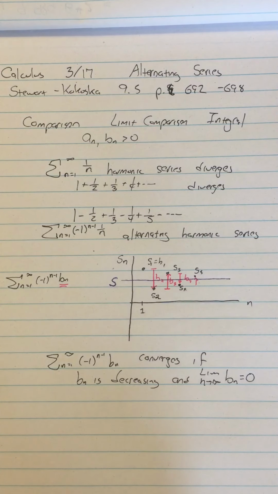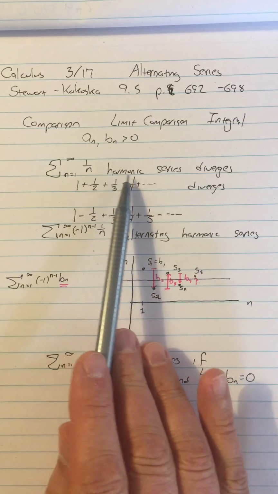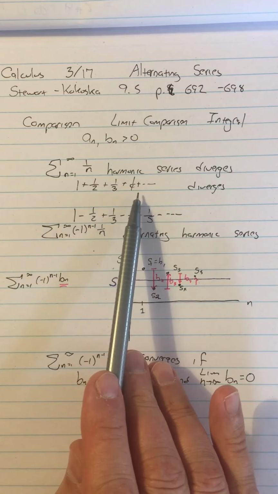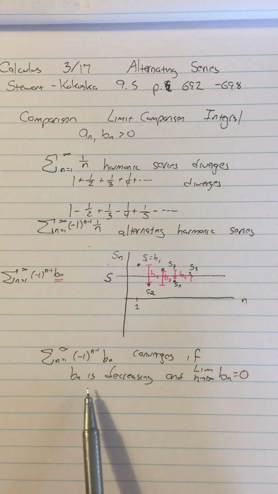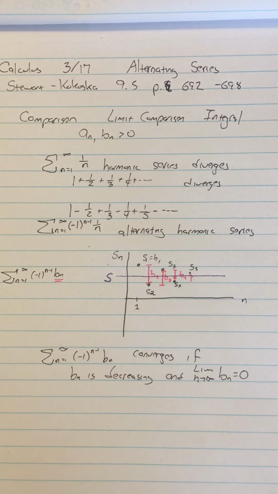Remember, the nth term test for positive series said that if the limit as n approaches infinity of a sub n is not 0, then the series does not converge. But for positive series, if the limit of the terms is 0, that does not mean that the series converges. The case in point, of course, is the harmonic series, where the limit of the terms is 0, but the series diverges. Well, with alternating series, that doesn't happen. You actually have something much simpler. The series converges if the limit of the terms is 0. And it's pretty easy to see that if the limit of the terms is not 0, then by the nth term test, the series is going to diverge.